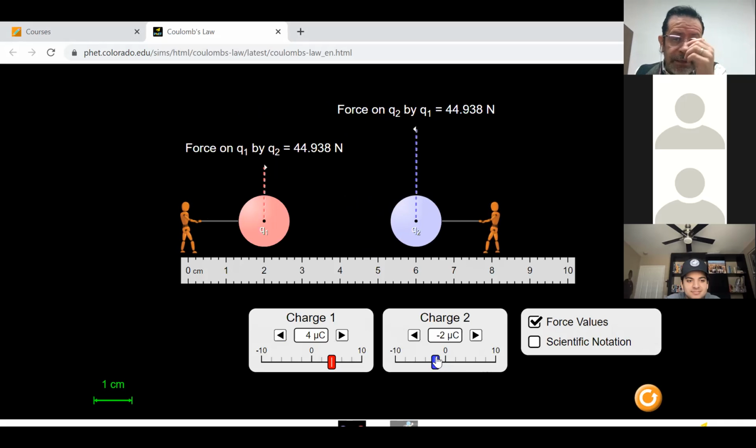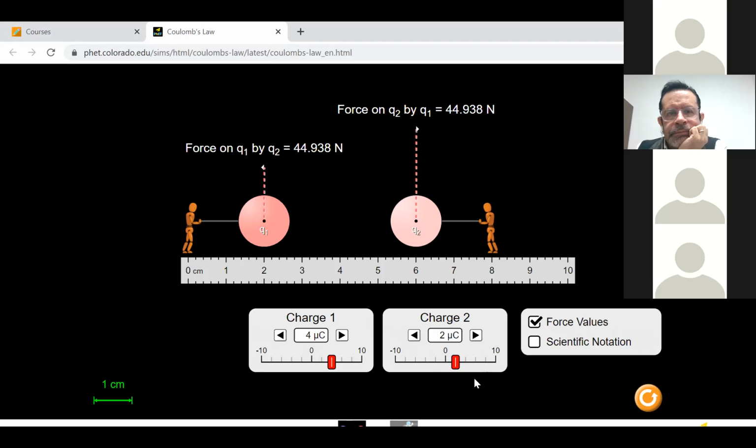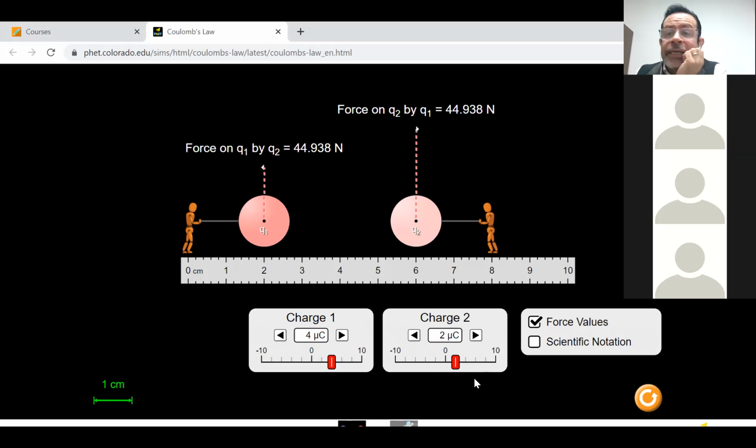Now, let's say that Enya changes her mind and says, no, I don't want to be -2. I want to be +2. Can somebody tell me visually what's happening there? And what's the difference from the previous situation? Look at the little figures. Anybody? That they're kind of pushing. Yeah.